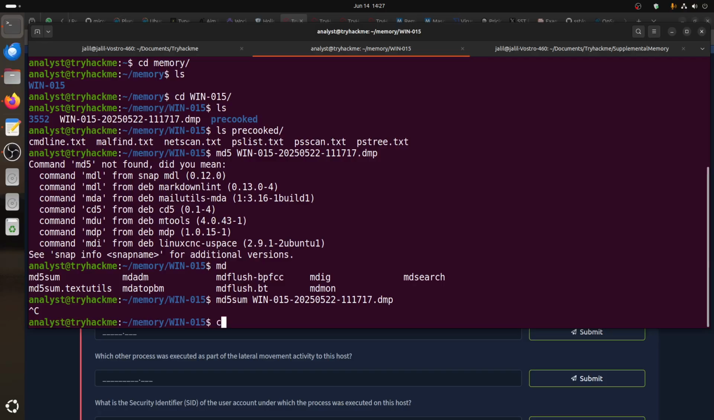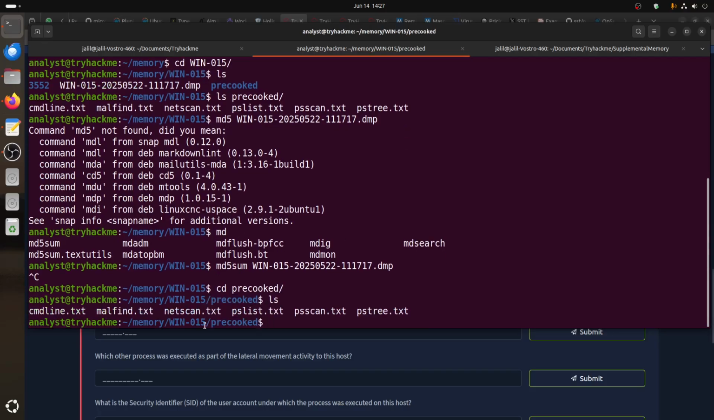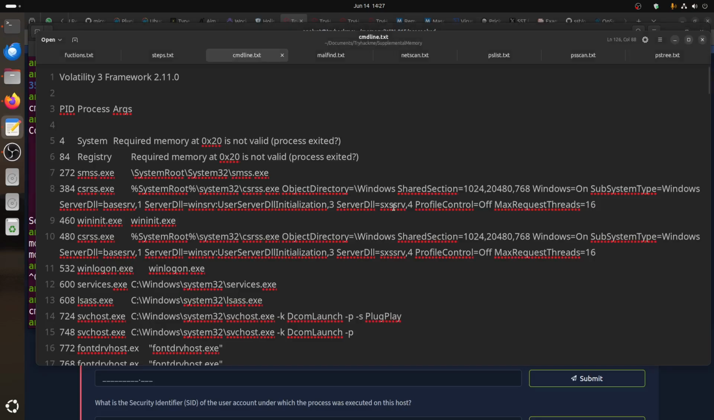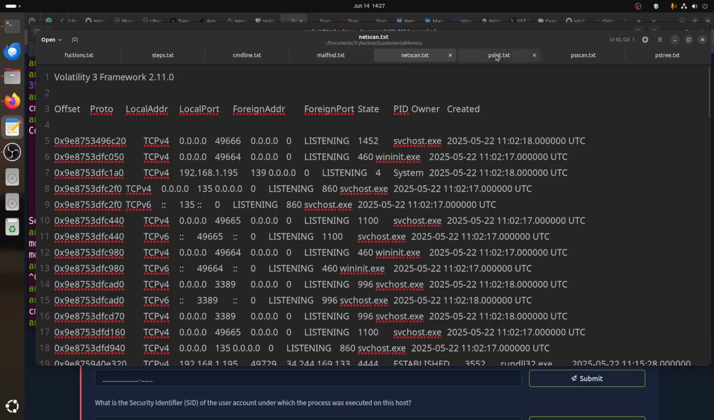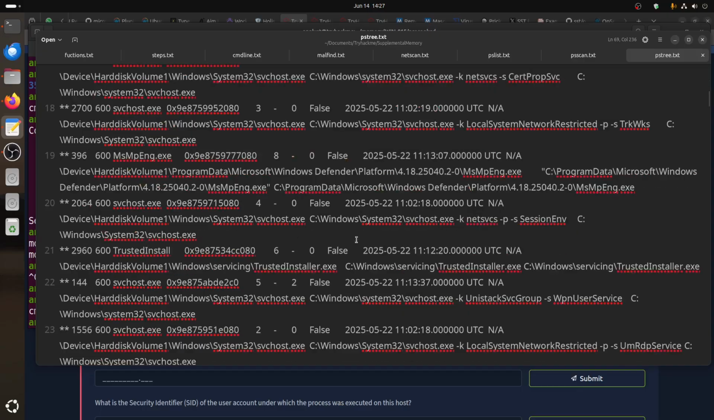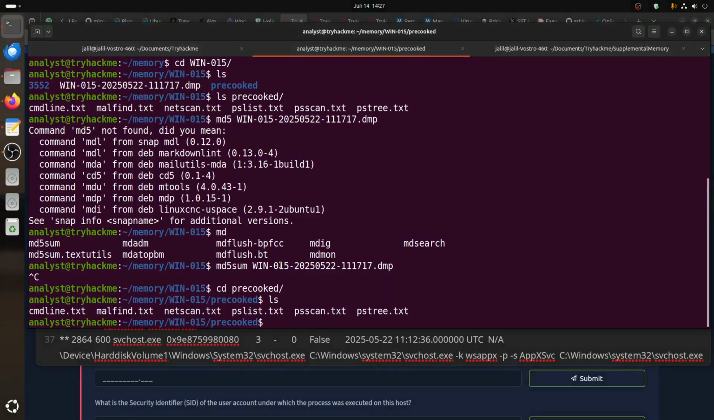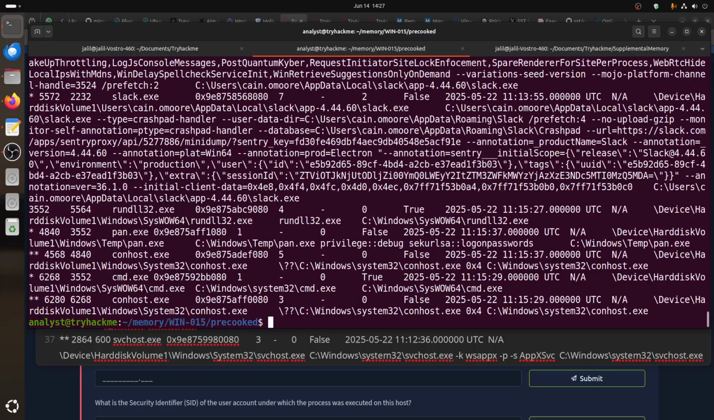If I go to the proc directory, I already downloaded this to my machine through SSH with scp. I already have them here: the cmdline, the malfind, the netscan, pslist, psscan, pstree. You can see it's too noisy to read. For example, pick up pstree, you can see it's too noisy.